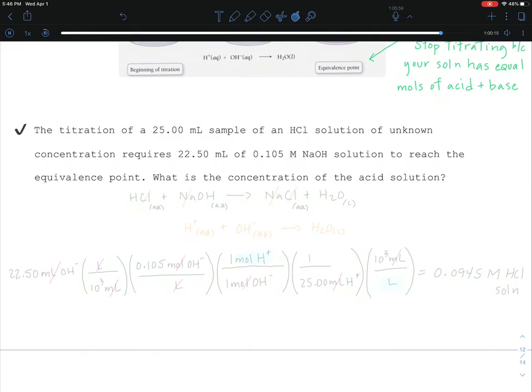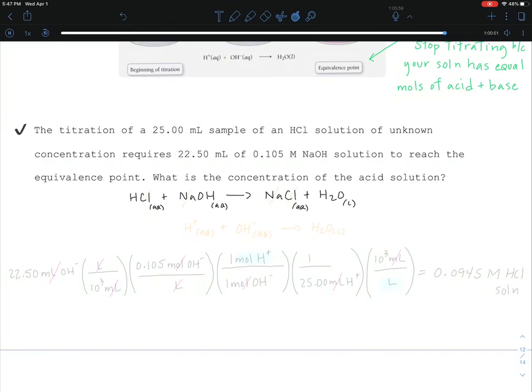So if I start out with a balanced chemical equation, so for this, I'm going to write out HCl plus sodium hydroxide is going to give me sodium chloride and water. But we know that this is all aqueous. And this is a liquid.